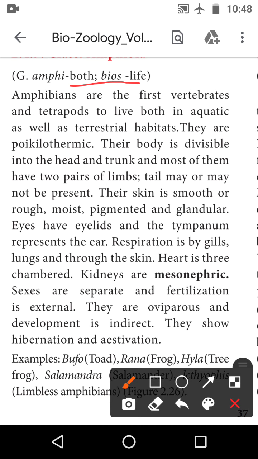Okay, the amphibians are the first vertebrates and tetrapods to live in both aquatic as well as terrestrial habitats. They live in water and on land. They are poikilothermic. Poikilothermic means the body temperature varies.